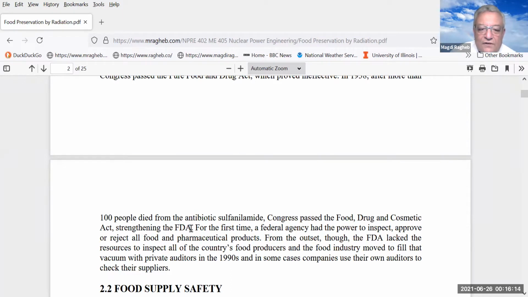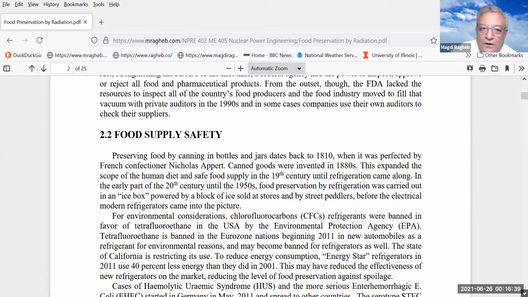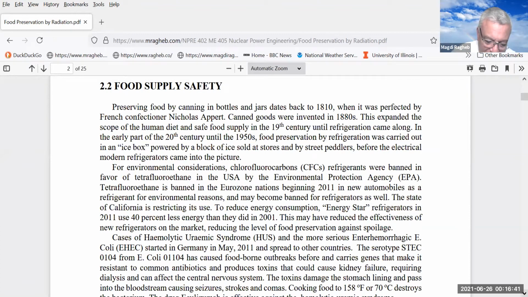So we have the Food and Drug Administration as a federal agency, which has the power to inspect, approve, or reject all food and pharmaceutical products. From the outset, though, the FDA lacked the resources to inspect all of the country's food products, and the food industry moved to fill that vacuum with private auditors in the 1990s. In some cases, companies producing food don't want to kill the people who eat their food, so they have their own private inspection.